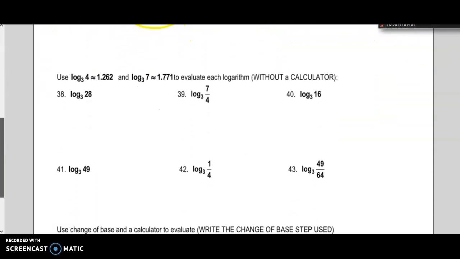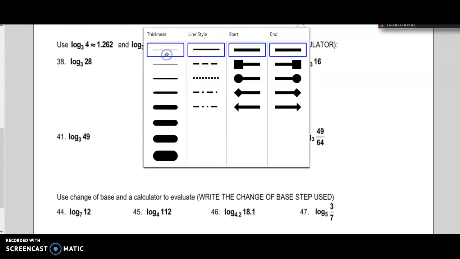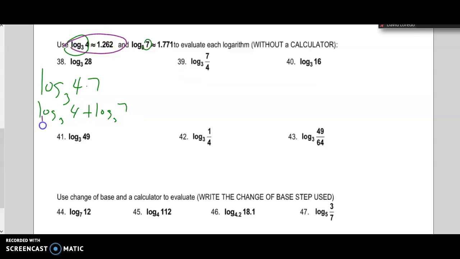All right, next group of problems, 38 through 43. So all you are given is log base 3 of 4 and 7. So we want to rewrite all of these in terms of those two only. So 38, we know 28 is 4 times 7. We know we can expand that. We can now replace the first one with 1.262, the second one with 1.771.